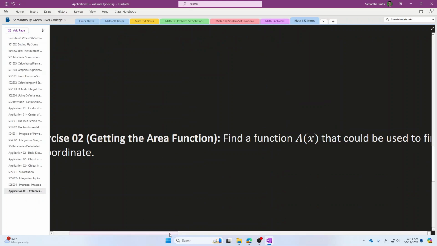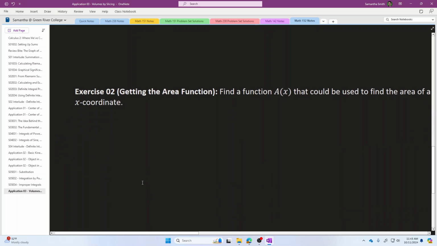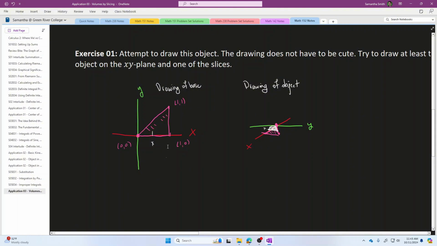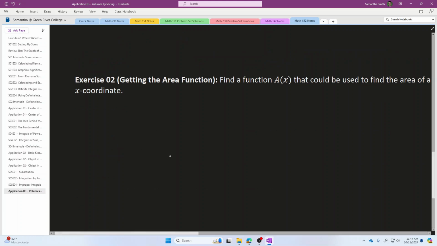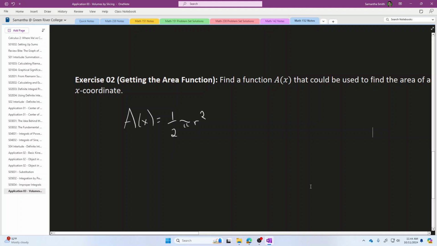Step number two, let's see if we can find this function A of x, which will be able to tell me the area of a cross section taken at a random x value. These cross sections, we're told, are all shaped like semicircles. So if I want to find the area function for these slices, then I'm probably going to be using the formula for the area of a semicircle, which is 1/2 times pi times the radius squared.